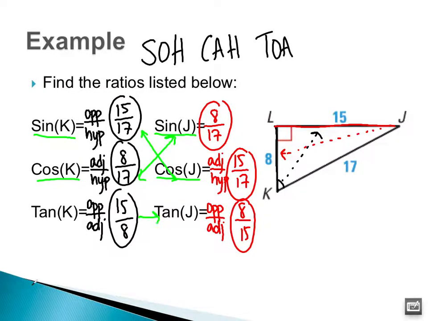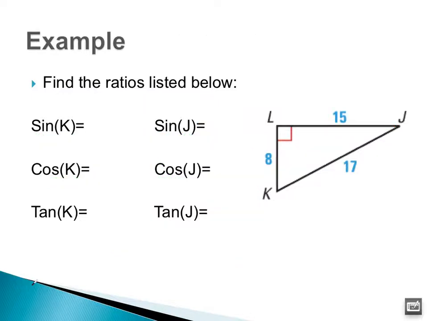The two tangents are reciprocals. So if you flip 15 over 8, you get 8 over 15. And again, that will always be the case. Just something to remember to kind of make sure that you're on the right track. Moving on.